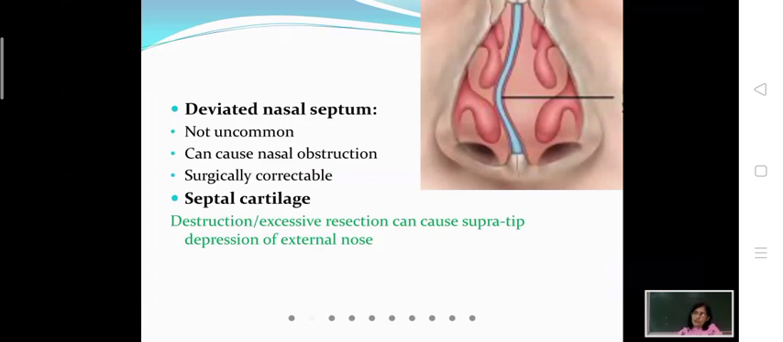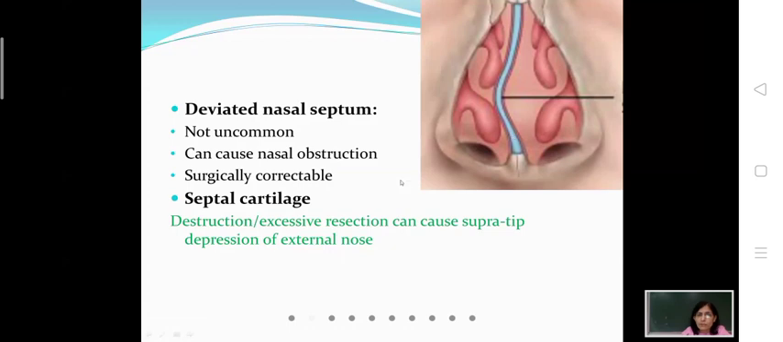Usually this nasal septum is not strictly present in the midline. Usually it is deviated towards the right. But if the deviation is excessive, it might lead to nasal obstruction, rhinorrhea, repeated infections, and difficulty in breathing. This is called a deviated nasal septum, and it is corrected by various surgeries.